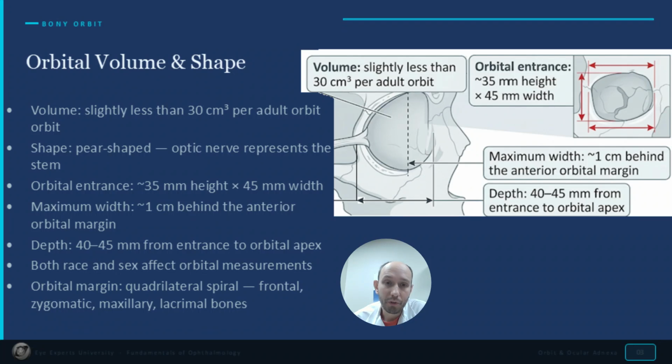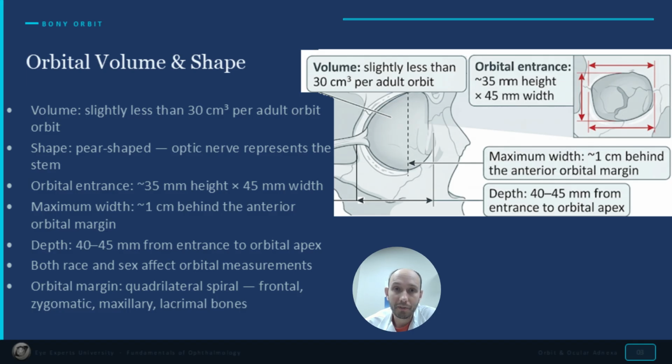The orbit is again about 40 to 45 millimeters deep towards the orbital apex. And this fluctuates based on age, race, sex. We're all different people and our eye sockets are different. That's why you sometimes have deep set eyes, you have bulgy eyes. The orbital margin is composed of the frontal, the zygomatic, the maxillary, and the lacrimal bones.